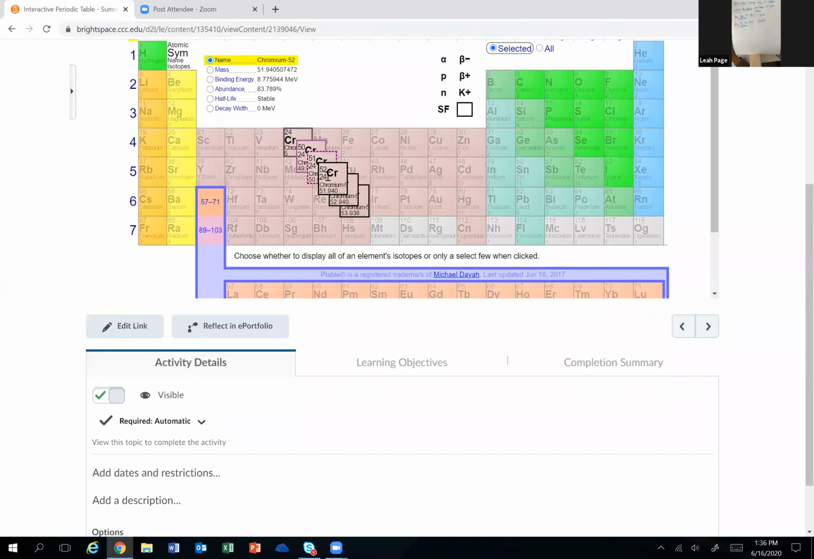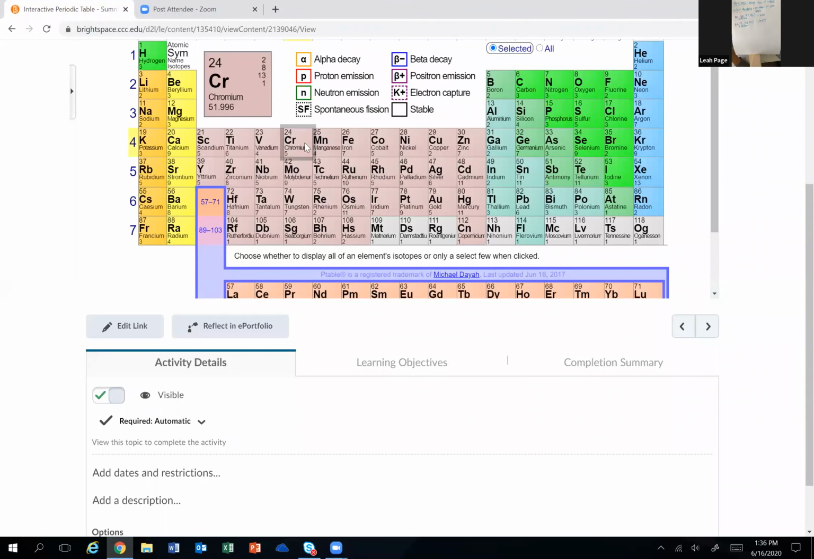Because the majority of the chromiums are chromium-52, if you look at the actual mass of chromium, it's 51.996, and that's because the majority of the chromiums are chromium-52. So its actual average atomic mass is closer to the mass of chromium-52. Does that make sense to you guys? Thumbs up, yay, nay? Yes. Yeah. I think it's just getting used to the hang of it.